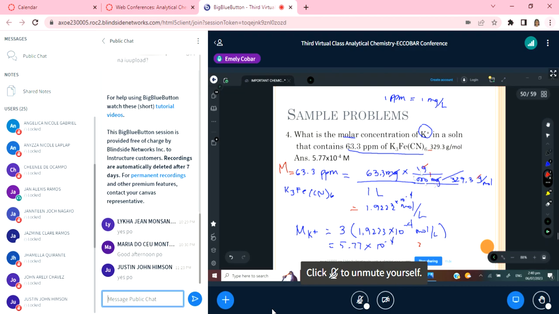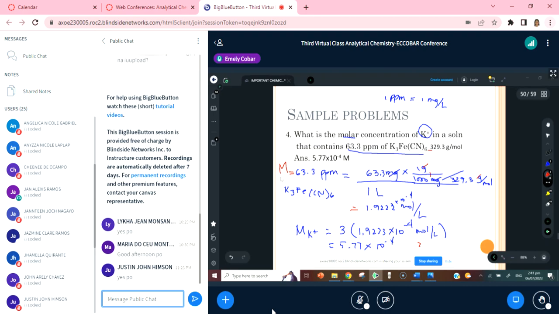Now, dito sa first ano na to, grams ang solute ko, ang unit. What if I divide it by the molar mass ng solute ko? Ito yung solute ko, di ba? Molar mass niya is 329.3. Pag dinivide ko, ang makukuha ko dito, di ba, moles, number of moles. And then number of moles divided by 1 liter, hindi ba molarity yun? So that is how you convert concentration in ppm to molarity.